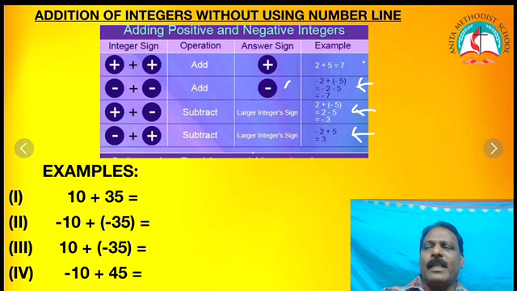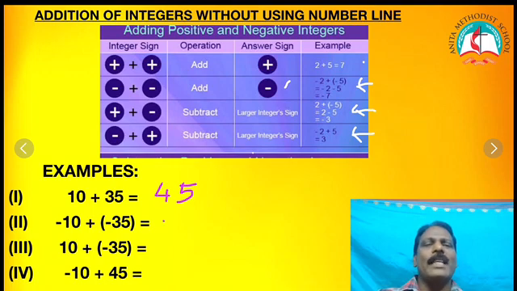The first example: 10 plus 35. So, plus adding plus, what will come? Both should be added in the normal method. 10 plus 35 is equal to 45. Second example: minus 10 plus again minus 35. So, both signs are the same, negative. So, the answer will come minus. Adding 10 plus 35 gives 45, so the sign is minus 45.